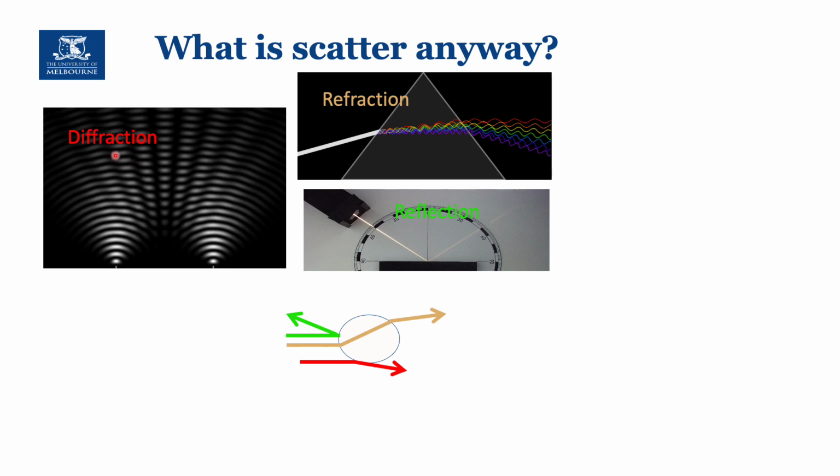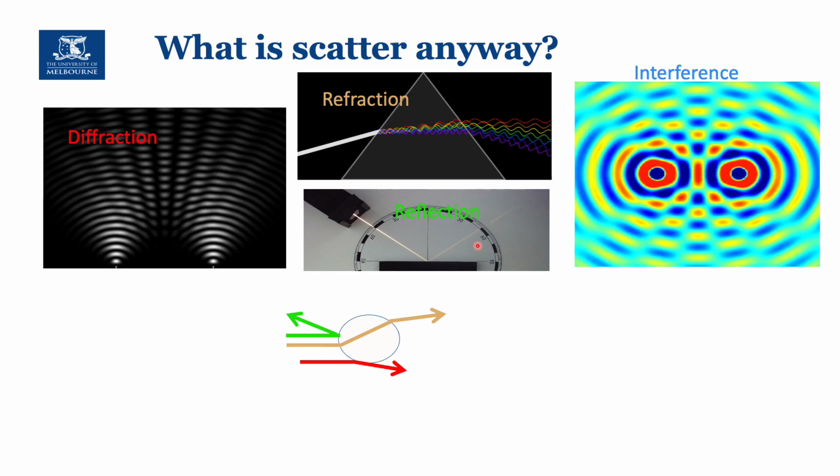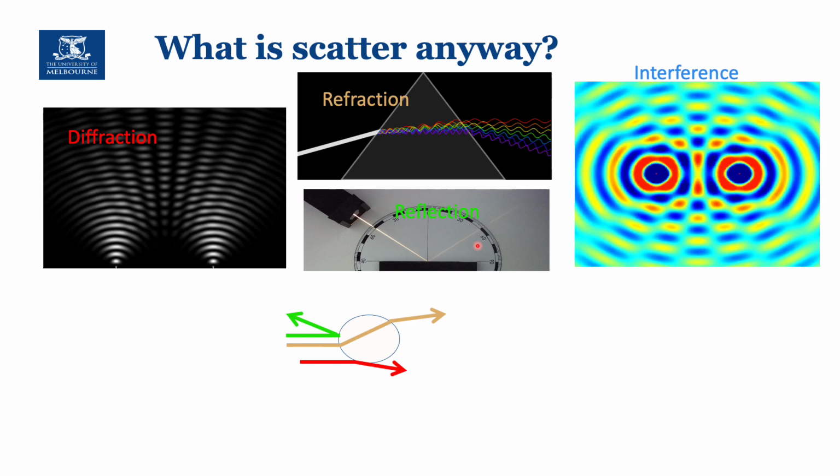One of the things is diffraction patterns. This is scatter, a different kind of scatter. You have refraction, you have reflection, and you also have interference. If you consider light as waves, you will have interference between the waves that are generated.